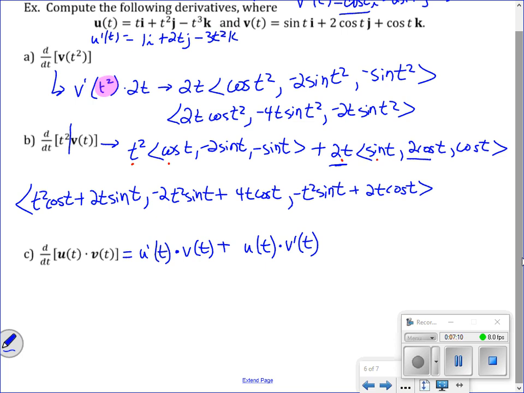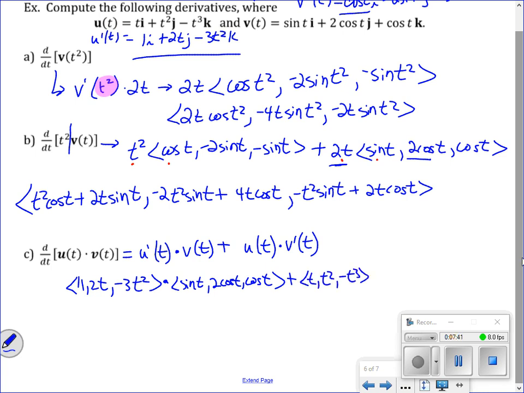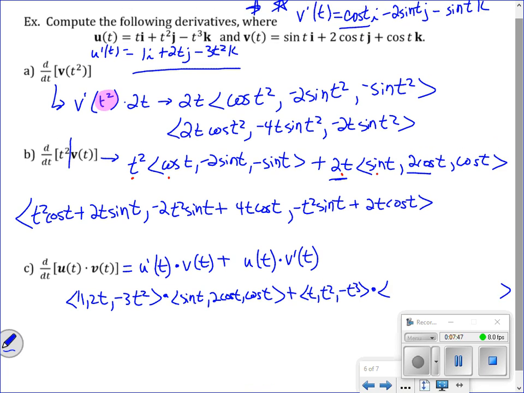All right, so u prime of t. I already have that right here. It's 1, 2t, and negative 3t squared. I'm dotting that with v of t, the original v of t. So that was sine, 2 cosine, and cosine. Plus, now I keep u of t. So now I keep the original t squared, and negative t to the third, and I dot it with v prime of t. So v prime of t was up above. That was cosine, negative 2 sine, and negative sine.